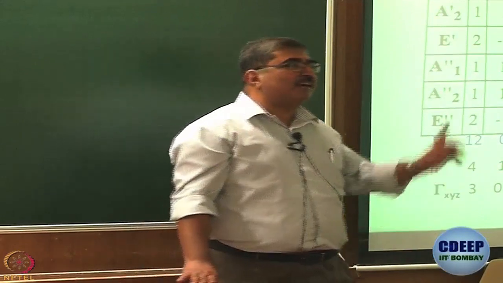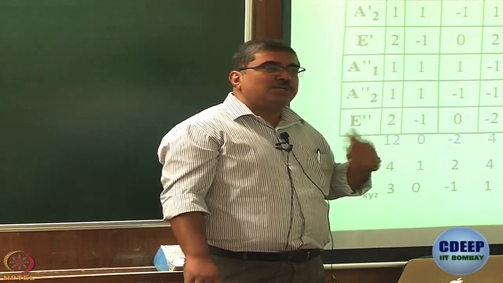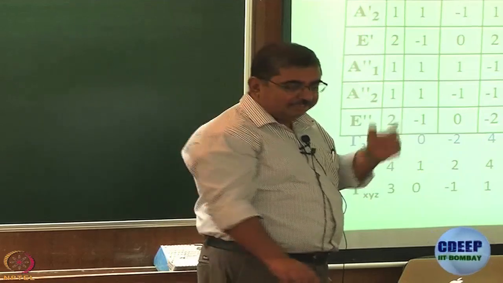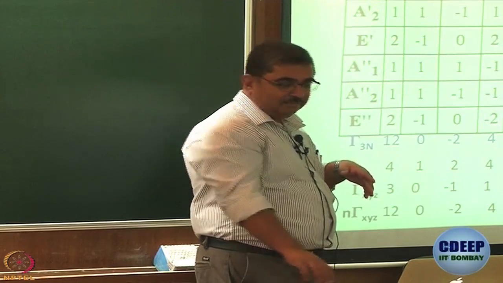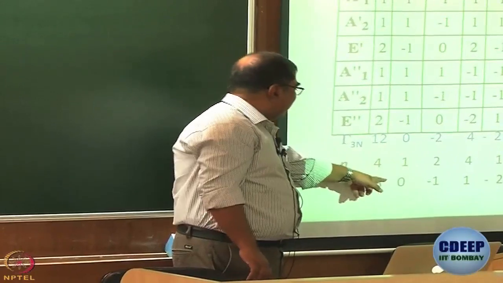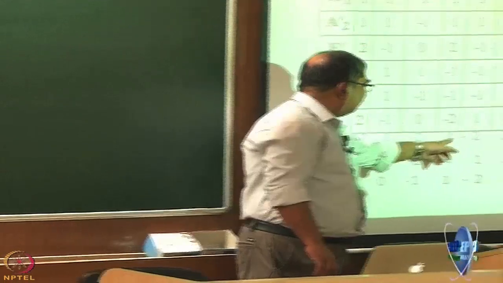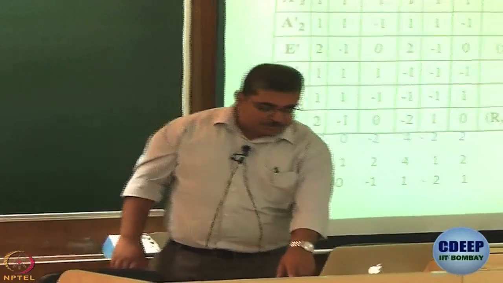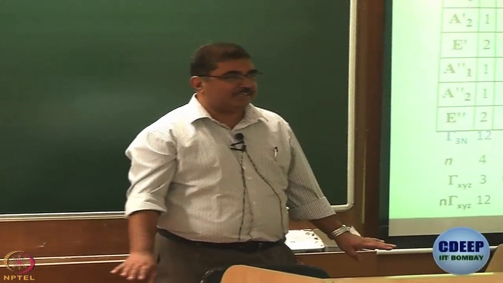How should I be able to get gamma n, gamma 3n now? If I multiply n by gamma xyz, should that not give me gamma 3n? Let us see if it does. It does, right? I mean, you should work it out. 3 4s are 12. 0 into 1 is 0. -1 into 2 is -2. 1 into 4 is 4. -2 into 1 is -2. 1 into 2 is 2. So what we have established is n multiplied by gamma xyz gives me gamma 3n.